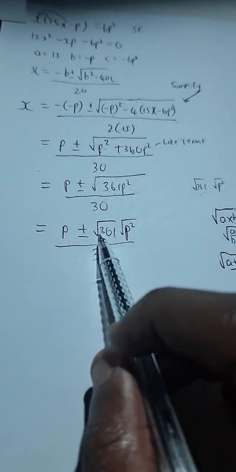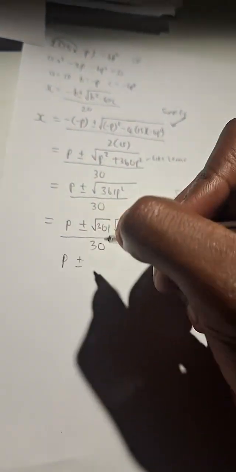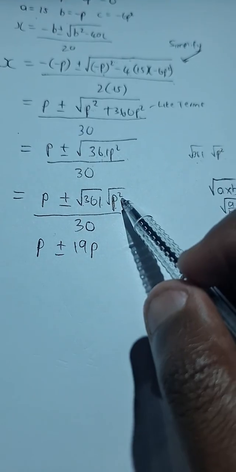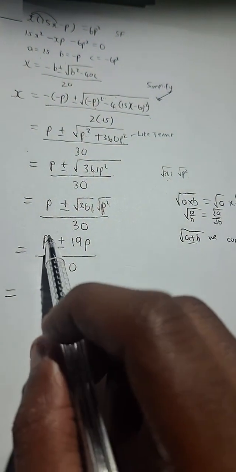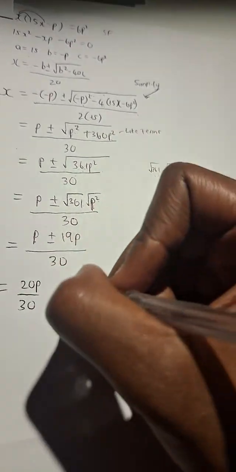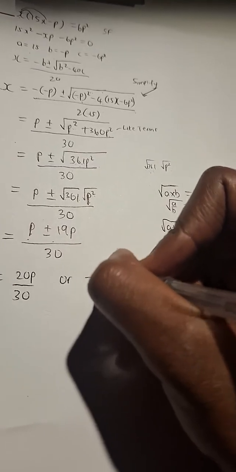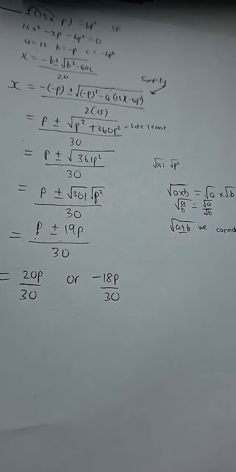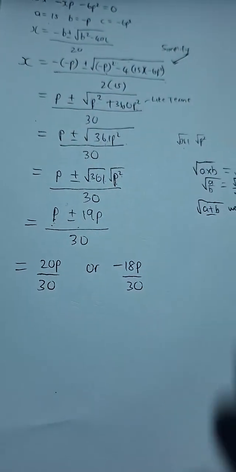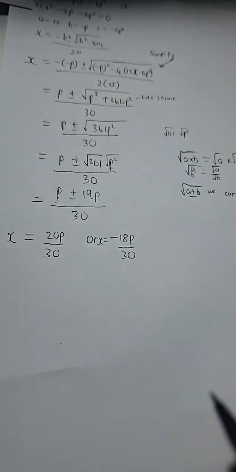That's something very important. So we can now say p plus minus 19p, because the square root of p squared is p as well, right? Over 30. So after all is said and done, we can say p plus 19p, that's 20p over 30, or p minus 19p, that's minus 18p over 30. Because look, p and p are like terms. Are you together? So x is equal to, or x is equal to.